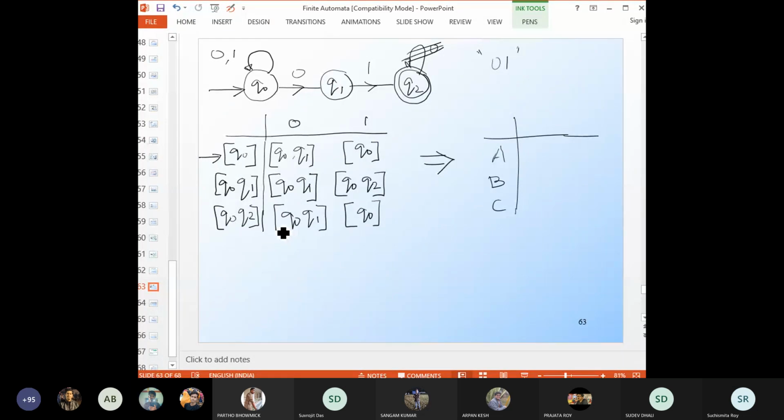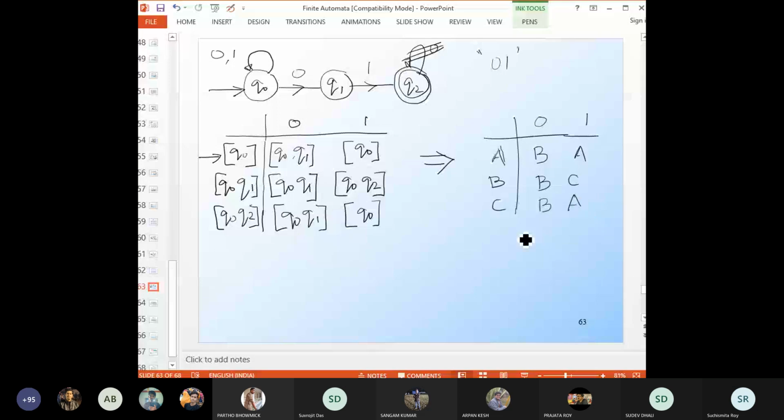Okay, so let's go to the next step. These subsets, instead of calling them Q0, Q1, Q0, Q2, etc., we are just going to give them names. So let's give them names like A, B, and C. The input alphabet remains the same. So the transition function is now: this is B, this is A, B, C, and this is B, and this is A.